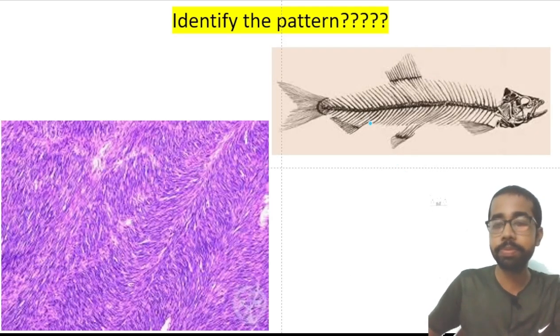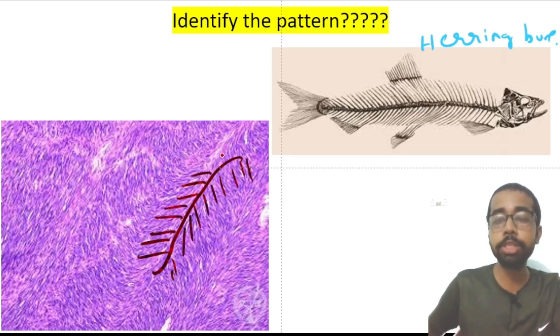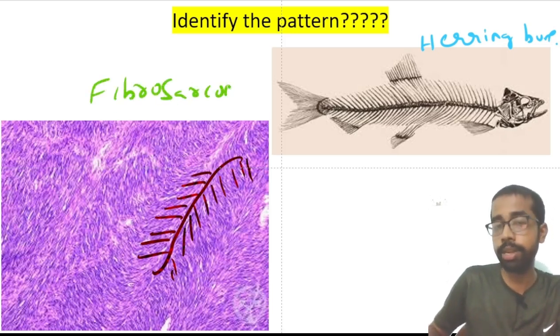Okay, what about this? Again, I have shown you. I'm sure you must have told by now. Herringbone pattern, right? Can you see this? Here we have the kind of bones belonging to it. Herringbone pattern. Seen in which tumor? Fibrosarcoma. Many others can show herringbone, but fibrosarcoma is the prototype.